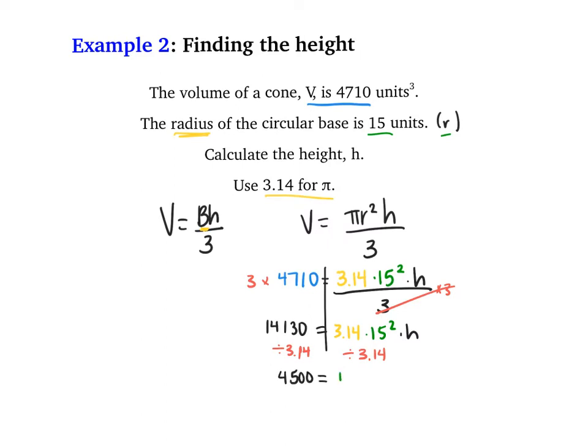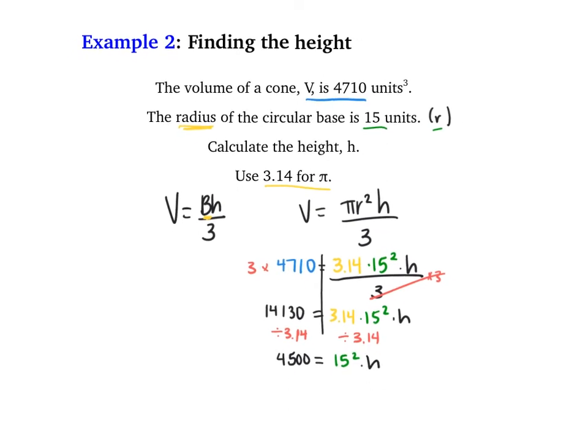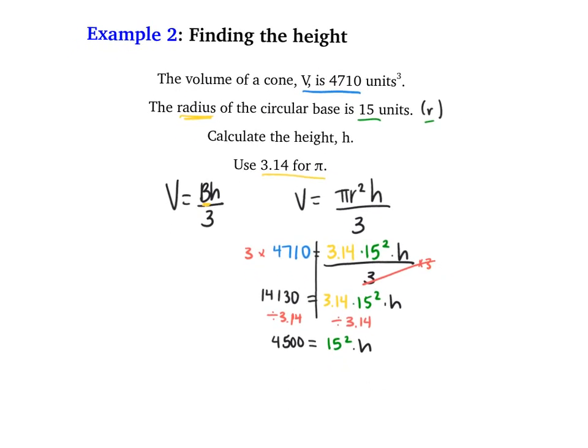And then on the right-hand side of the equation, I have 15 squared times h. If you prefer, you can go ahead and figure out what 15 squared is. That's fine. For me, I'm going to leave it, and I'm just going to divide both sides by that 15 squared. So once I do that, that gets me my final answer because h would be by itself. So 4,500 divided by 15 squared gets me 20 as my height. Okay.